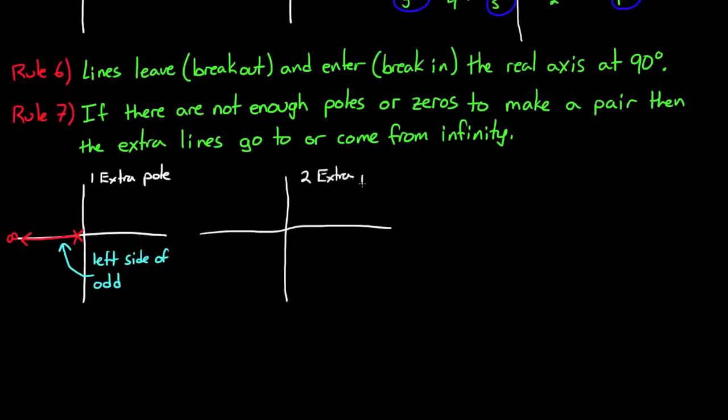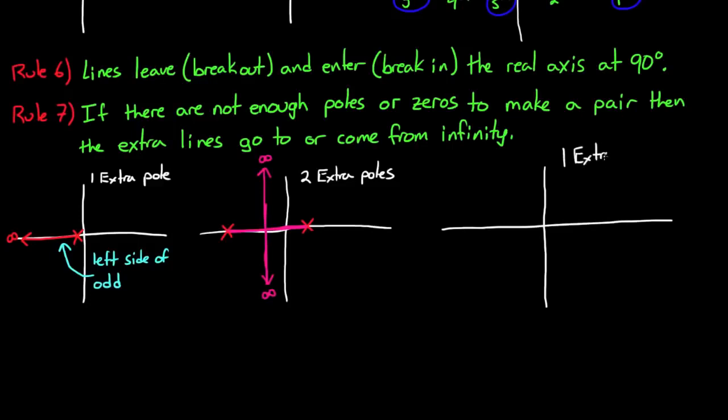And if you have a system with two poles and no zeros, then you have two extra poles. And these two poles come together because it's to the left of an odd critical frequency. They crash into each other, they both leave the real axis at 90 degrees, and then they go off to infinity.